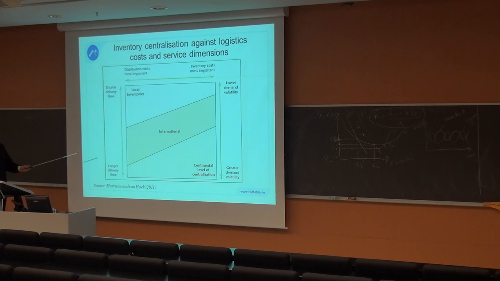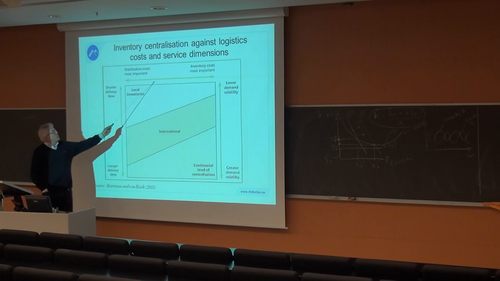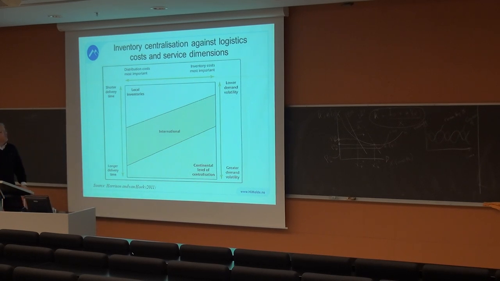This is just an illustration of this. The dimensions here are distribution costs and inventory costs as a trade-off. Distribution costs, if they are high, and you have a demand for a shorter lead time, you may end up here with a local inventory, local production facility closer to the customers.